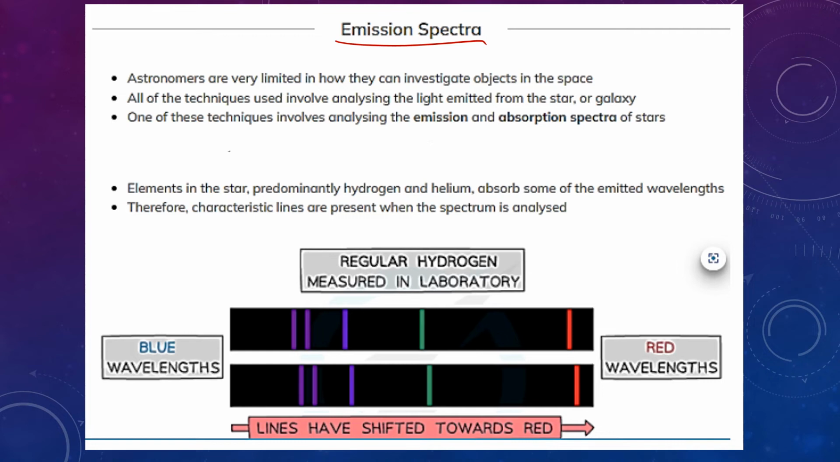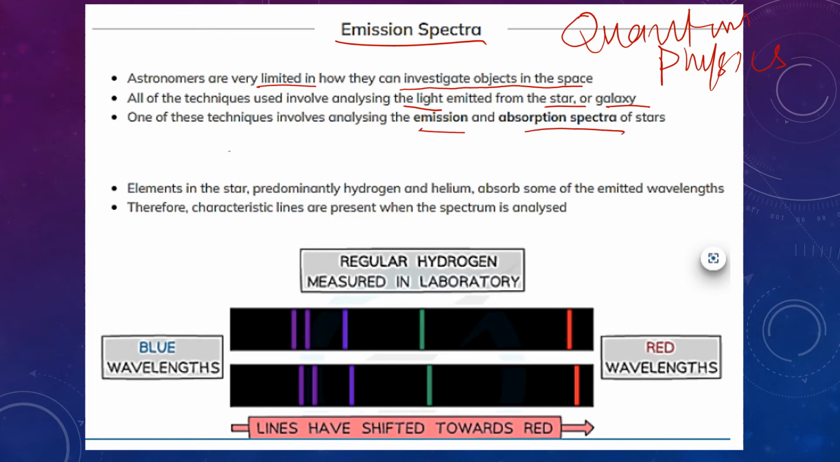Well, emission spectrum, this is important. We have already done that in quantum physics as well, but we have to redo it here. Astronomers are very limited in how much they can investigate objects in space. The only thing that they have is the light or the radiation coming from the star or galaxy. So one of these techniques involves the emission and absorption spectrum. They use the light or radiation coming from the star, and then they make the spectrum, and they make two types of spectrum: emission spectrum and absorption spectrum.